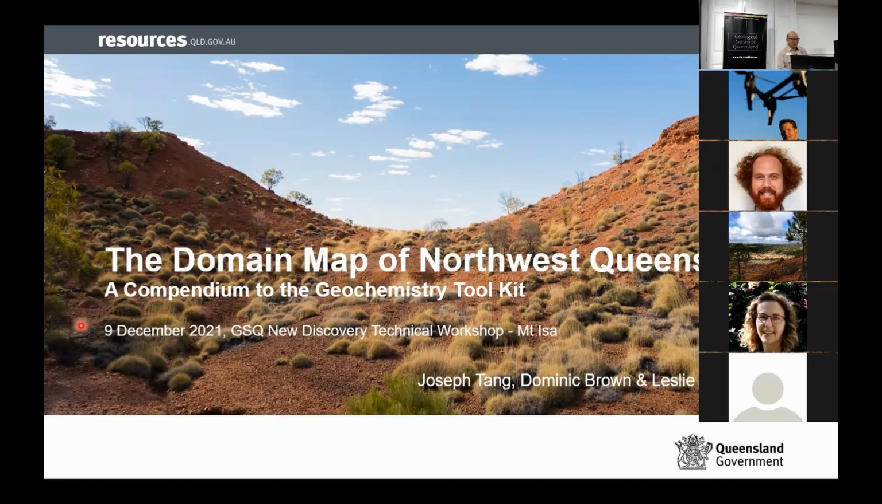Okay, the next talk is about the domain map of Northwest Queensland. It's a combined talk between me and Dom. Before we begin, I'd like to acknowledge the authors: myself, Dom, and Leslie Culpepper. I'm going to shout out to Leslie because he's a retired friend, but he was so excited about this, a bit like me. He came back from his retirement and helped me with this.